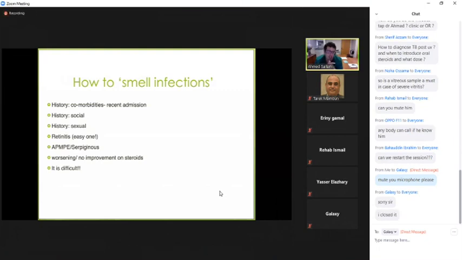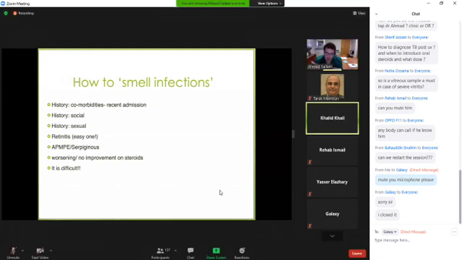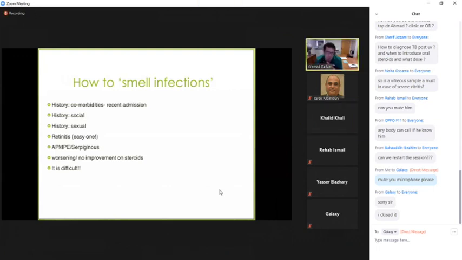Retinitis, this is actually an easy one. So the rule is that retinitis is an infection unless it's Behçet, and the other one is lymphoma. But if you have a retinitis, it's really an easy one, and it's usually an infection. Remember, we talked about AMPPE and serpiginous, and you need to exclude TB.